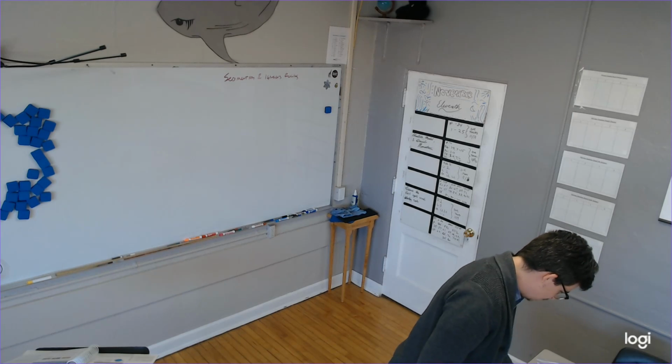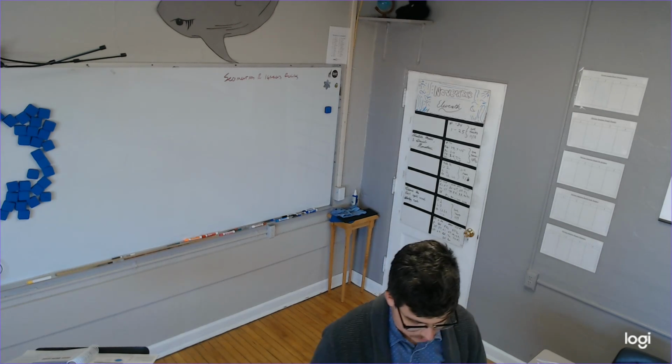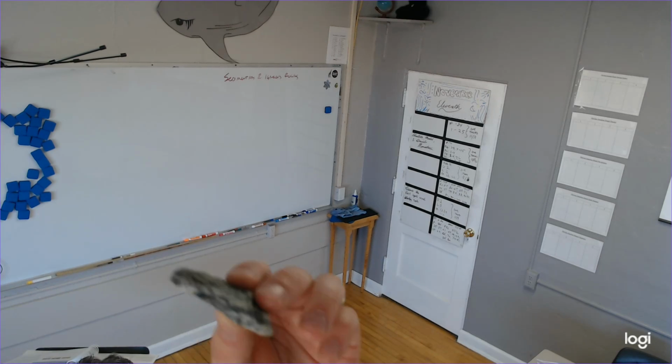And then with even more metamorphism, it would become this gneiss. This looks kind of stripy, like a zebra, but the banding is actually the other direction. So the banding is in this way.